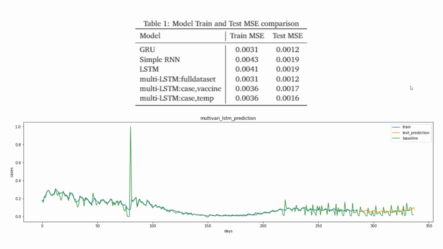We conducted extensive experiments to explore the advantage of using the combined spread factors dataset and the multivariable LSTM model in improving prediction accuracy. We could see our multivariable LSTM has a better test MSE than the basic LSTM model. And we also conducted experiments on different combinations of spread factors to determine the most relevant factor for case prediction tasks. At this stage, we find that the full dataset of cases, vaccine, and temperature has the best performance.